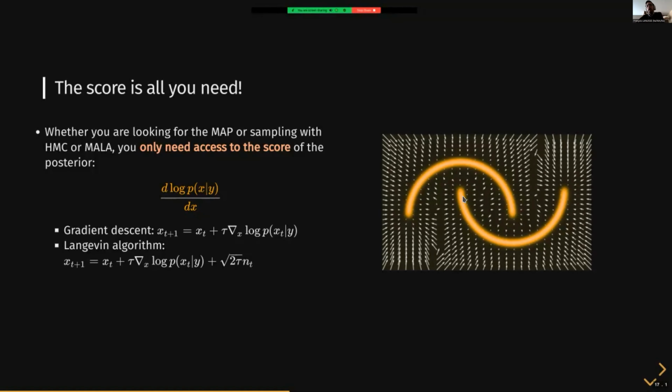If you are familiar with Bayesian inference, maybe you already know that this score function comes up in algorithms like gradient descent that we use for finding the maximum a posteriori. It also comes up in Markov chain Monte Carlo algorithms, like the Langevin algorithm, or in the Hamiltonian Monte Carlo algorithm. So the score function is actually something that is very powerful and interesting to learn.